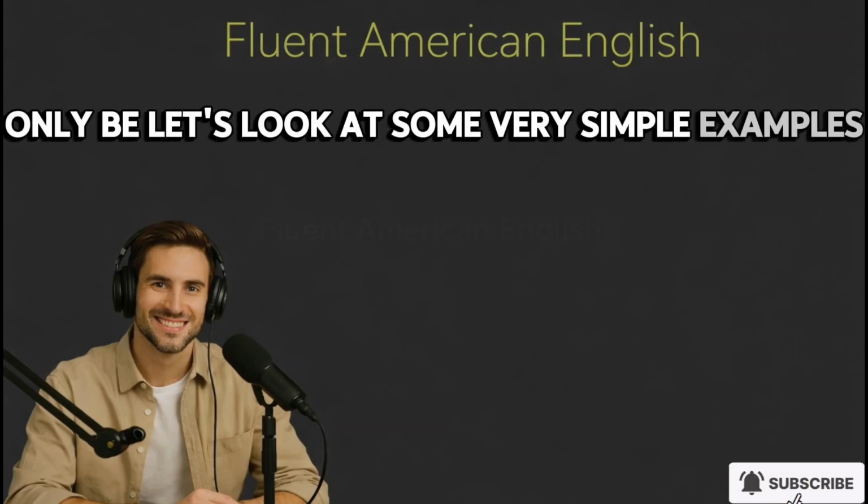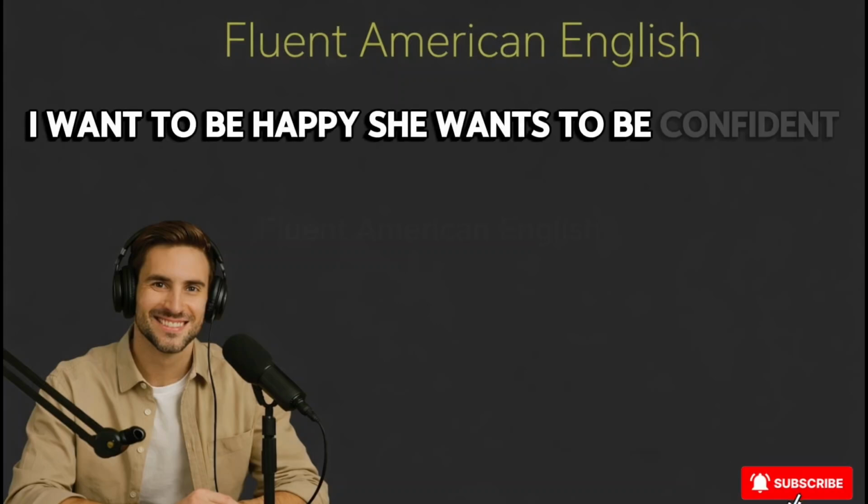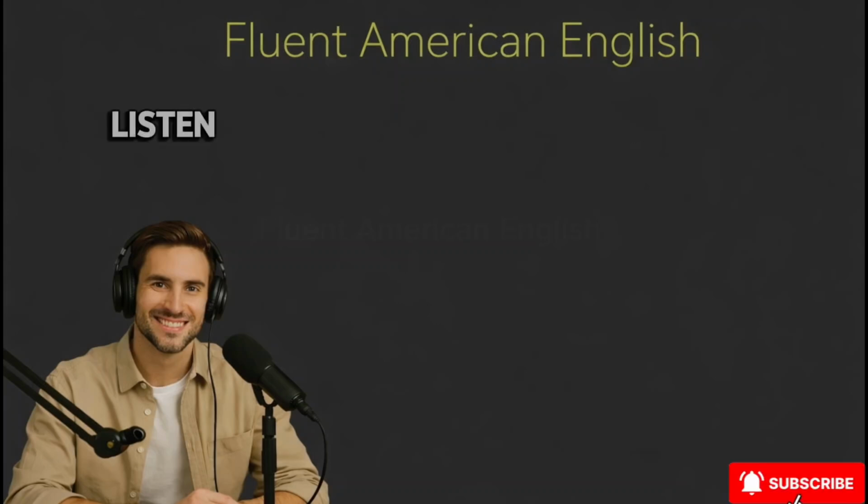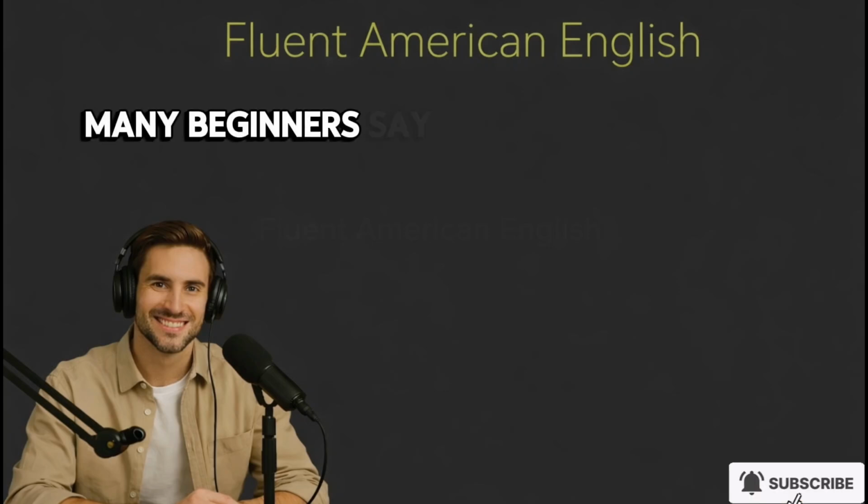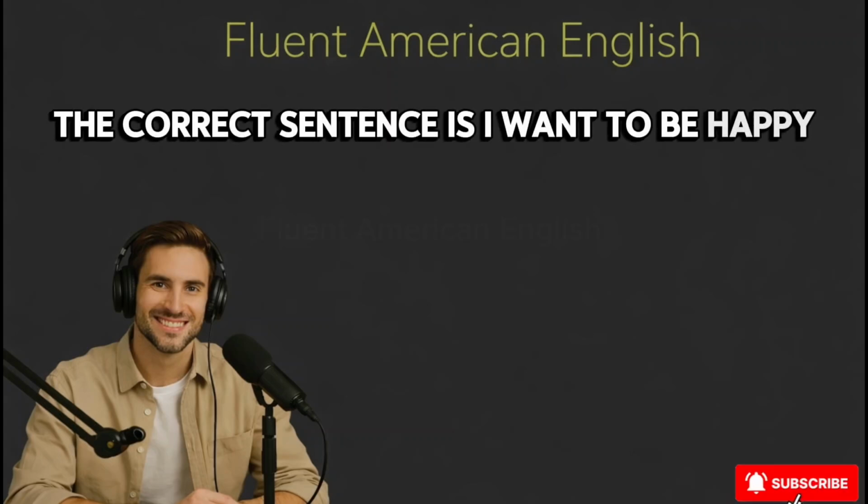Let's look at some very simple examples. I want to be happy. She wants to be confident. They want to be successful. Listen carefully. We are saying to be, not to am, or to is. Many beginners say, I want to am happy. This is wrong. Native speakers never say this. The correct sentence is, I want to be happy.